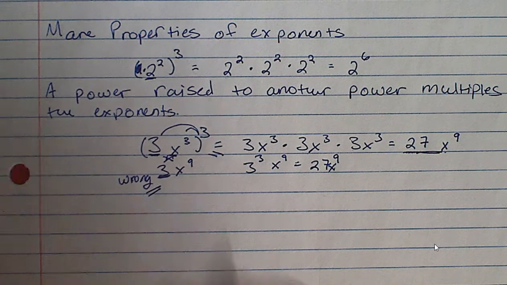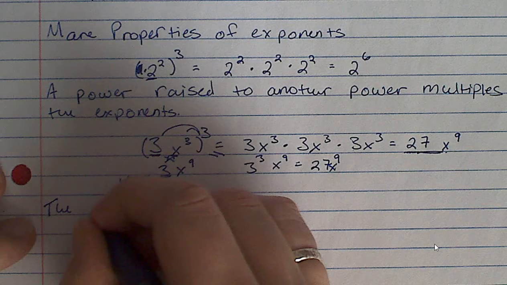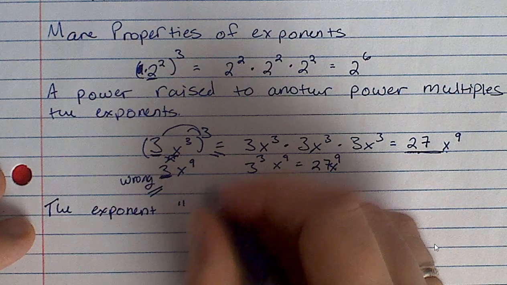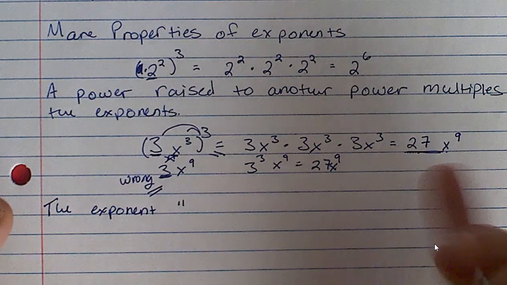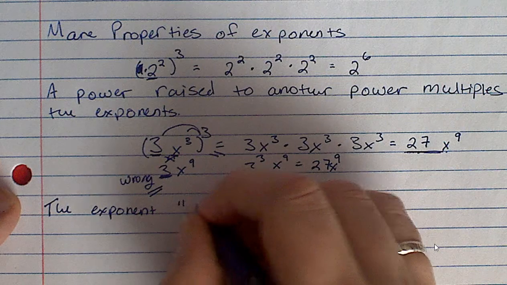So that's the second kind of rule that we're learning is the exponent, and I'm going to put this in quotations because it's not the correct mathematical term, but it's the closest mathematical term to use, distributes.